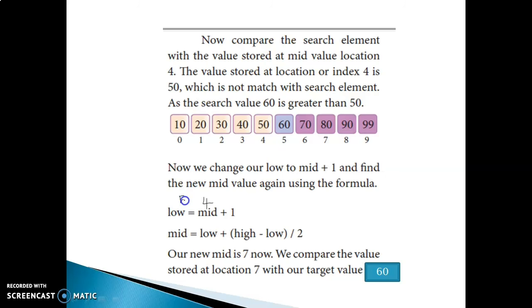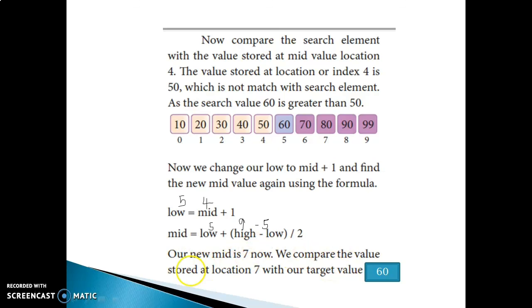Again we calculate the mid value by using the formula mid equal to low plus (high minus low) divided by 2. Now I can substitute the values. Here the low value is 5 and the high value is 9. So 9 minus 5 is 4, 4 divided by 2 is 2, and 5 plus 2 is 7. So our new mid value is 7.